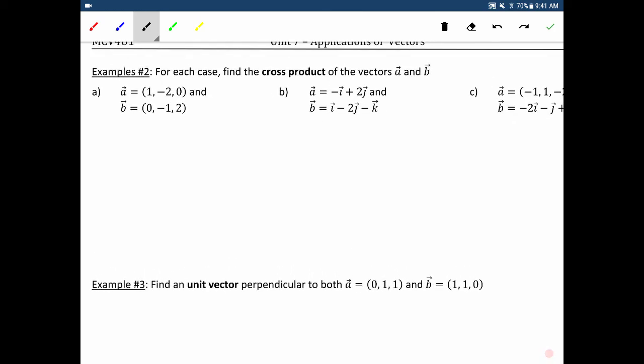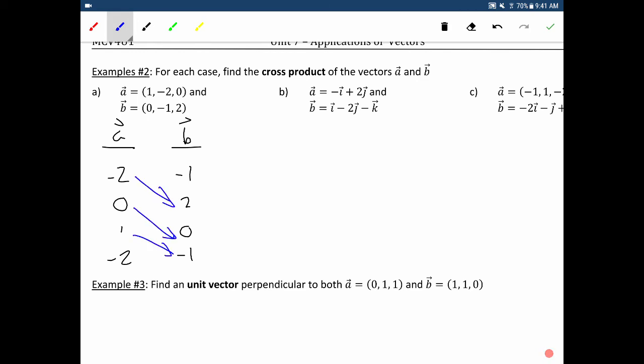so let's do some examples here. So what we're going to do for this one, like I say, you're just going to start by writing. We'll do our A first, but you're going to start with the Y. We go 0, 1, -2. Okay. And then the B, so we go -1, 2, 0, -1. Okay, and so we'll go like this, and we'll go like this.